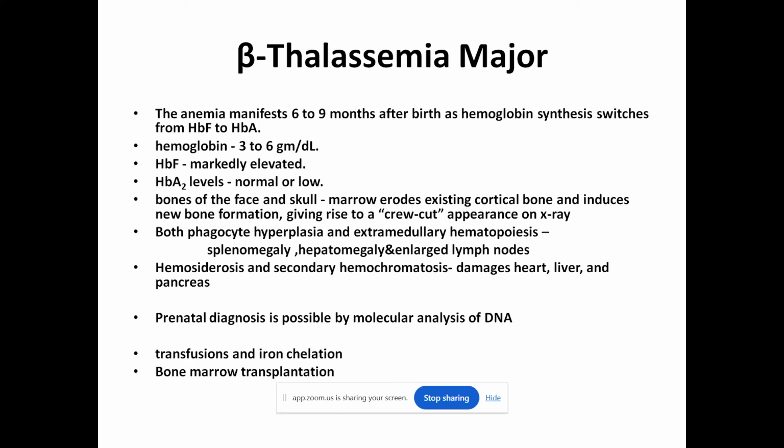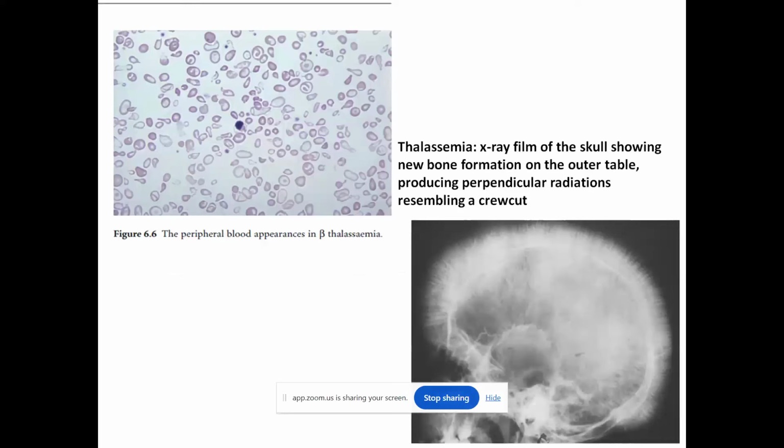Thalassemia can be diagnosed prenatally by molecular analysis of DNA. The treatment will be repeated blood transfusions and iron chelation to reduce the hemochromatosis manifestations. And bone marrow transplantation is the cure for these patients. So this peripheral blood picture shows beta thalassemia with target cells and microcytic hypochromic red cells. This X-ray picture shows the crew cut appearance in the skull.